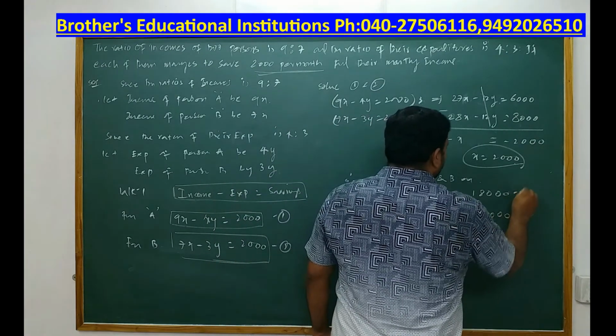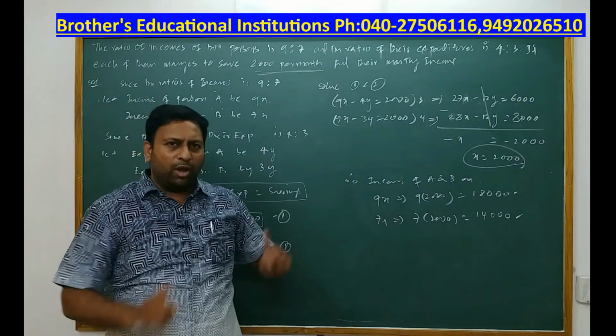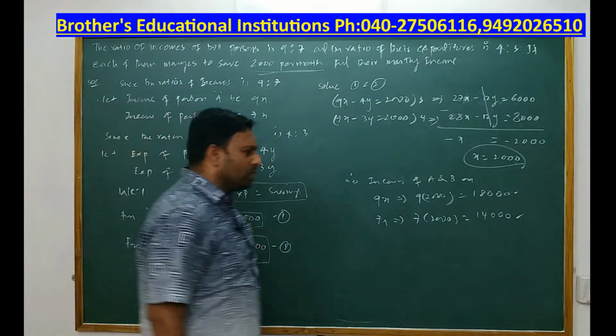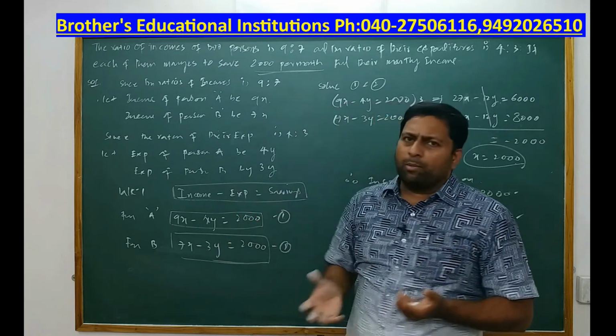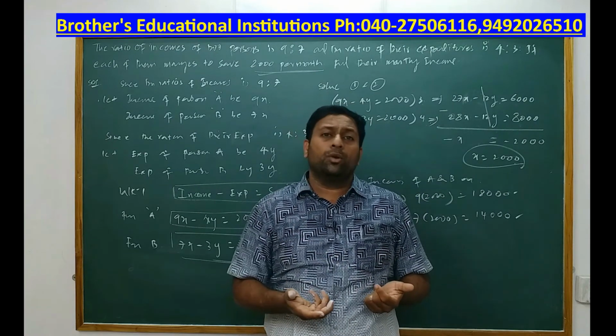So even though they have separate incomes, they are still able to save the same amount because of the formula income minus expenditure is equal to savings. So I am sure you understood this numerical, and please try to do this problem again. Pause the video, write the question and try to do the problem on your own.